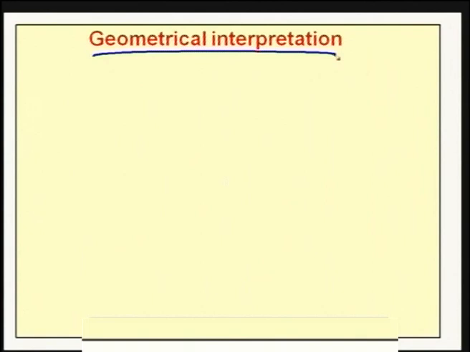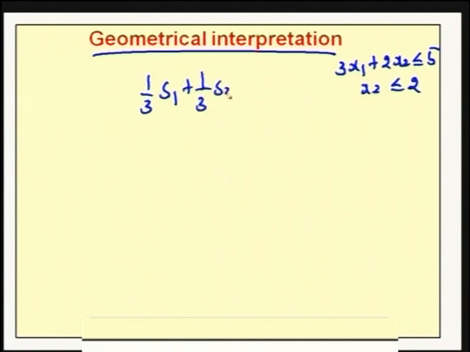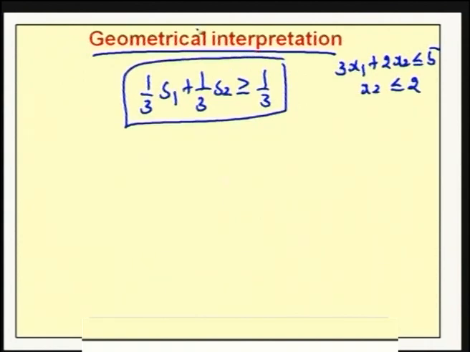Now, we go for the geometrical interpretation of the given integer programming problem, in which the given constraints are 3 x 1 plus 2 x 2 less than or equal to 5 and x 2 less than or equal to 2. Already we discussed that for the given problem the Gomory slack is 1 by 3 s 1 plus 1 by 3 s 2 greater than or equal to 1 by 3.